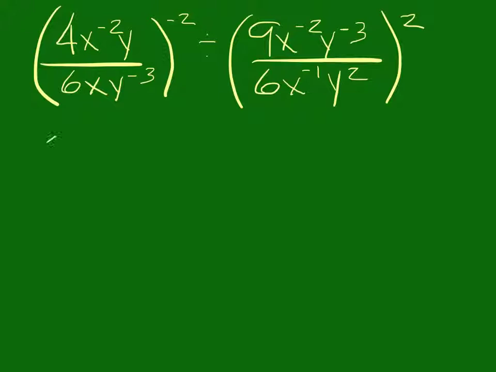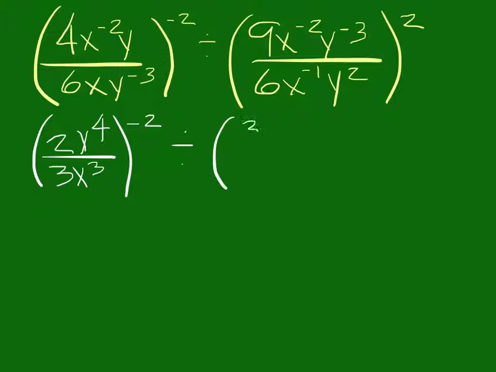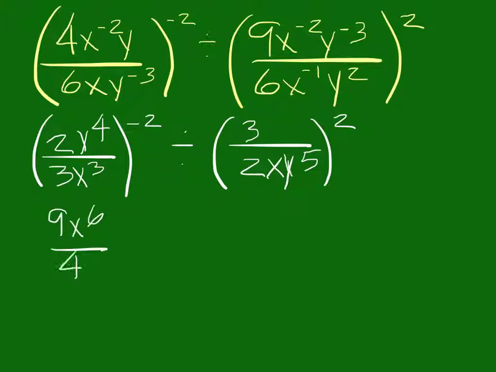On the left hand side, make that 2 over 3 to start with, and then x to the 3rd and y to the 4th on the top. On the right hand side, you can make that 3 over 2 with an x on the bottom and a y to the 5th on the bottom. On the left hand side, flip and square. You should have 9x to the 6th over 4y to the 8th. And we will divide that by 9 over 4x squared y to the 10th.